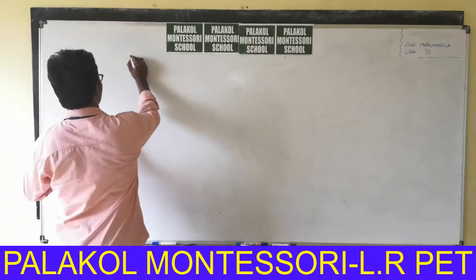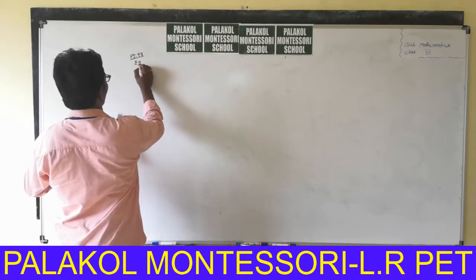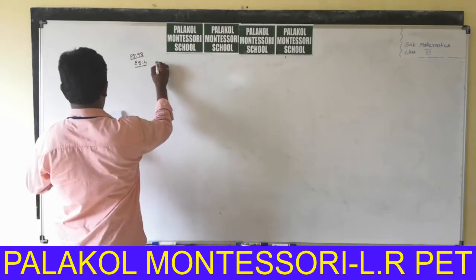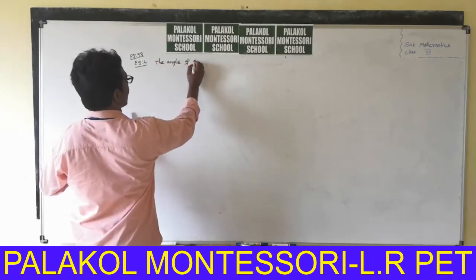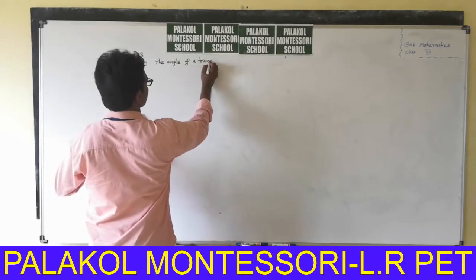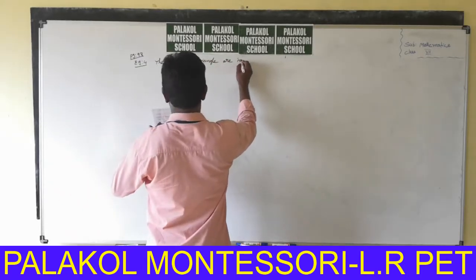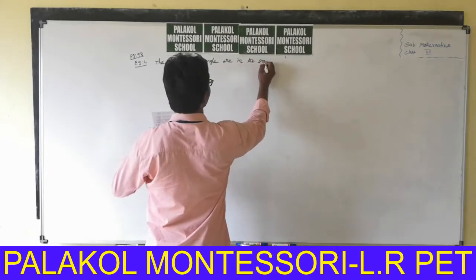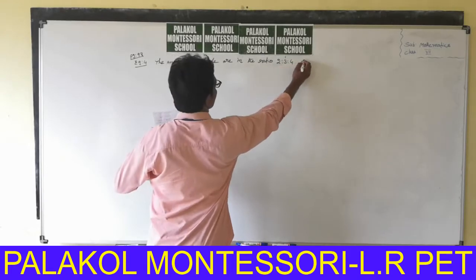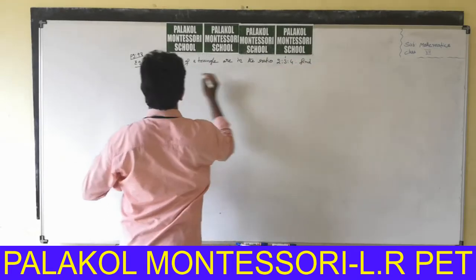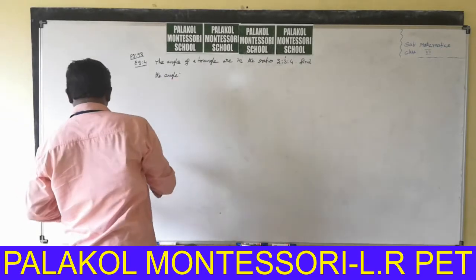Example, page number 98, example 4. The angles of a triangle are in the ratio 2:3:4. Find the angles.